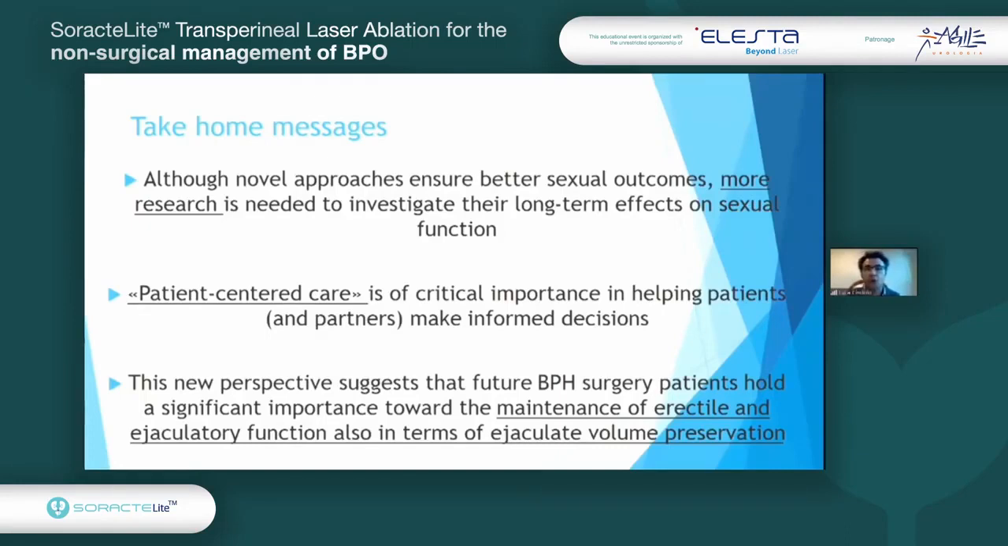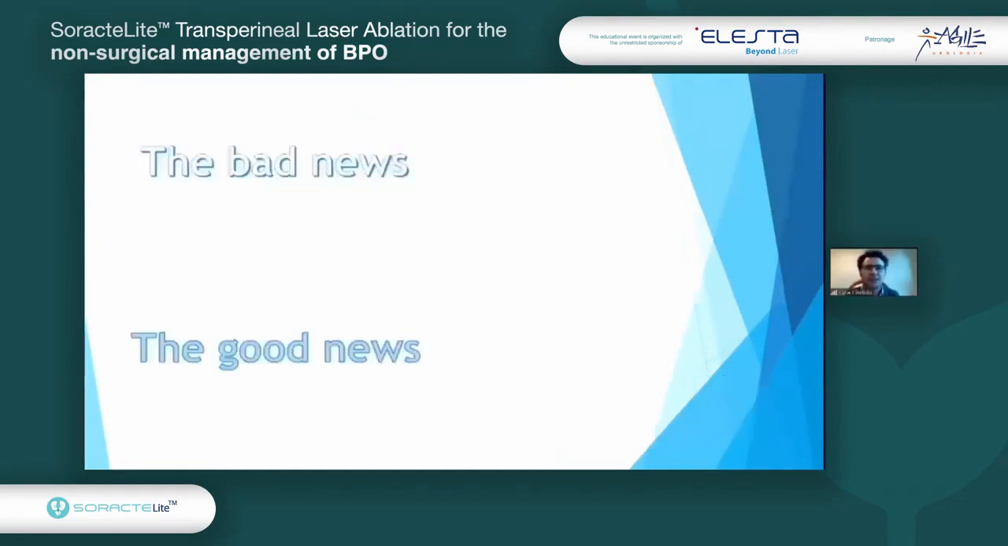Of course, we have to remind ourselves that patient-centered care is something difficult, time-consuming, and also requires new capabilities of urologists. As urologists, in fact, I think we have to learn how to manage this counseling, which could be long, time-consuming, and also difficult. Of course, we have to consider that the maintenance of erections and ejaculatory function is very important from the patient's perspective and from his partner's perspective.